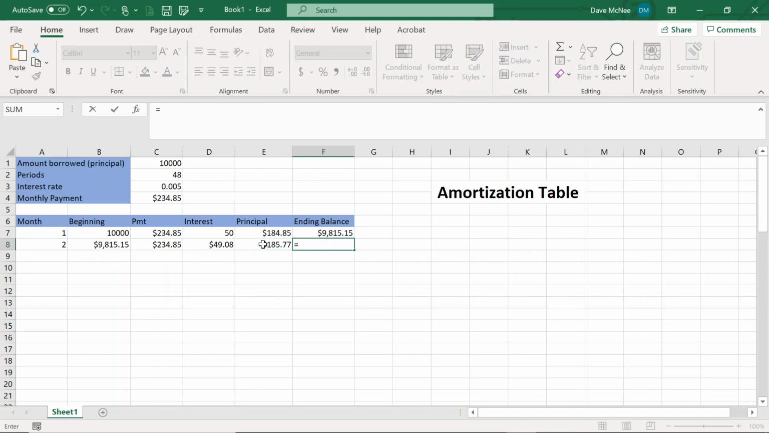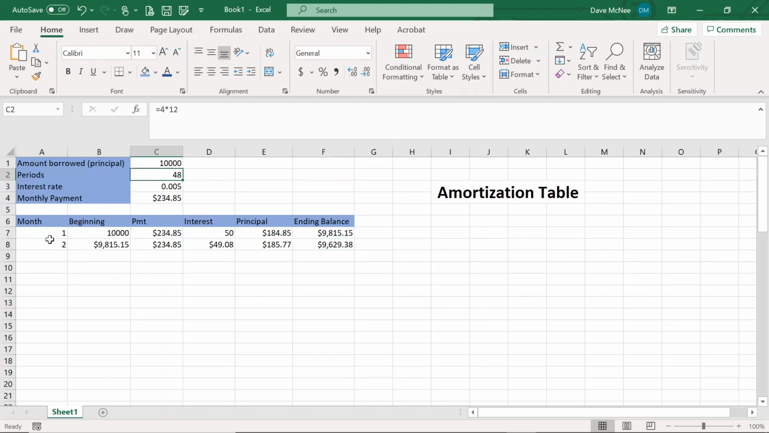Again, it's not $234 less. It's $185 less. I owed $9,800, which is in cell B8. Take away what I just paid towards my principal. In cell E8, I owe $9,629.